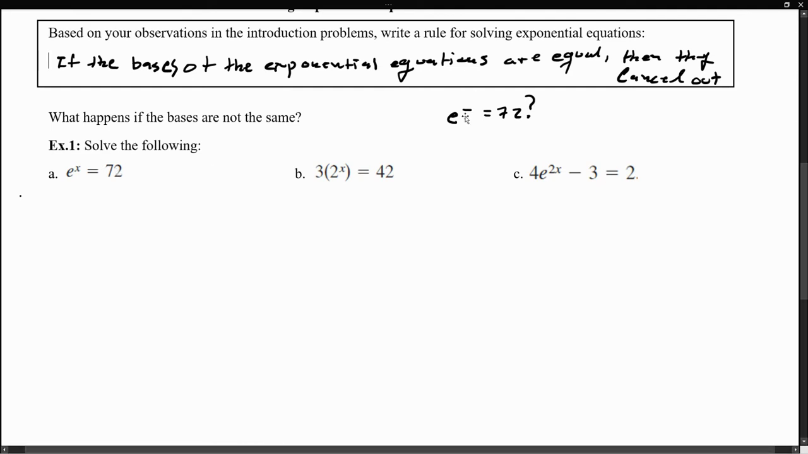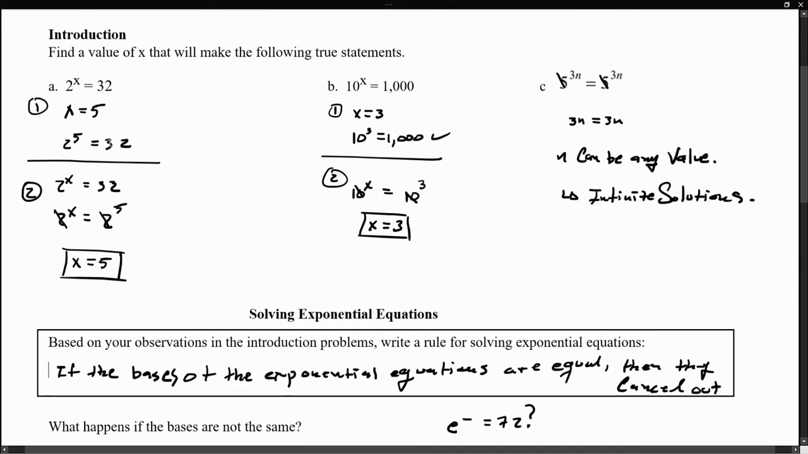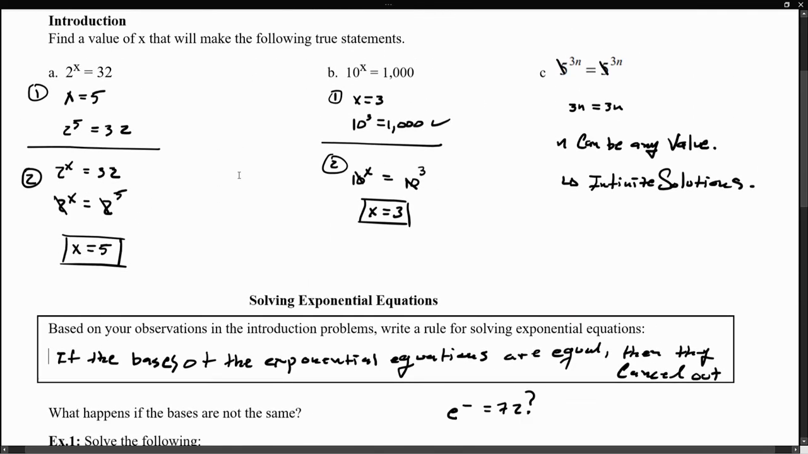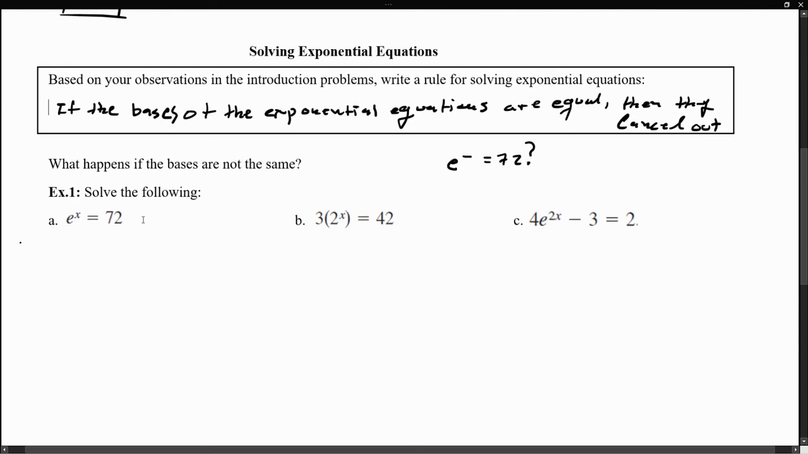Well, remember that e is the Euler number. So is it possible for me to write down the Euler number to some exponent is equivalent to 72? It's not as straightforward as the examples that we had in our previous examples. So how do we approach problems of this form?